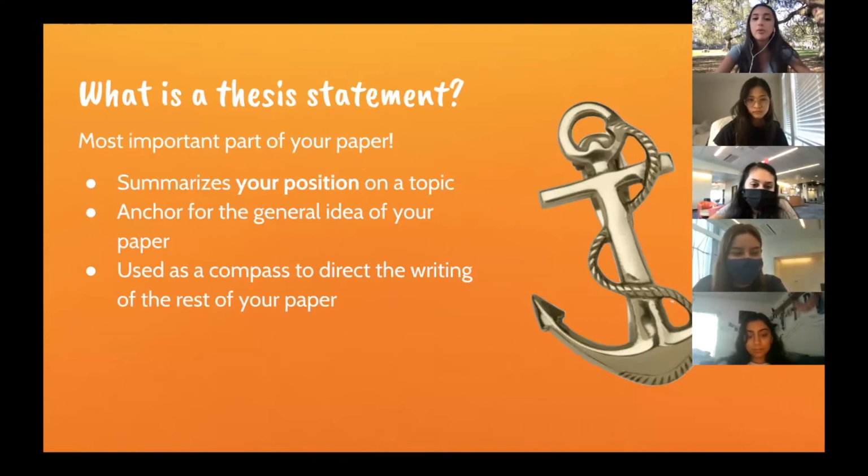You're going to pick a claim on the topic that your teacher gives you, and your thesis statement is just going to summarize what you're going to talk about in your essay. It really acts as an anchor for the general idea of your whole paper, and it tells your audience what you're going to be talking about in the future of your essay.